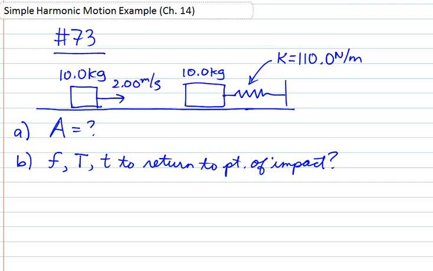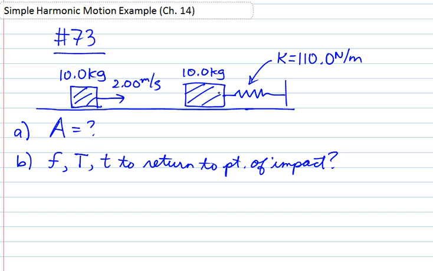Welcome back, everyone. In this video we're going to be looking at simple harmonic motion, and this is number 73 from chapter 14. We have a 10 kilogram block on a frictionless surface, and it hits and sticks to another 10 kilogram block, and then they undergo simple harmonic motion.